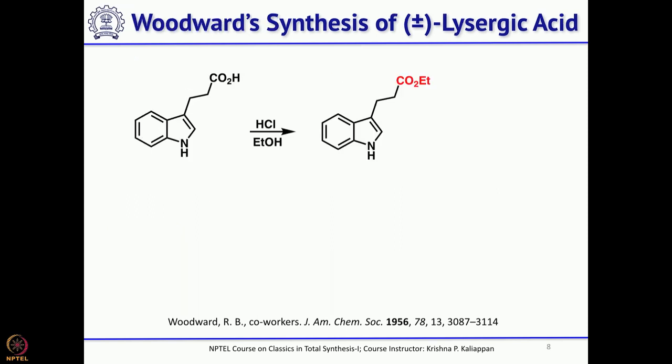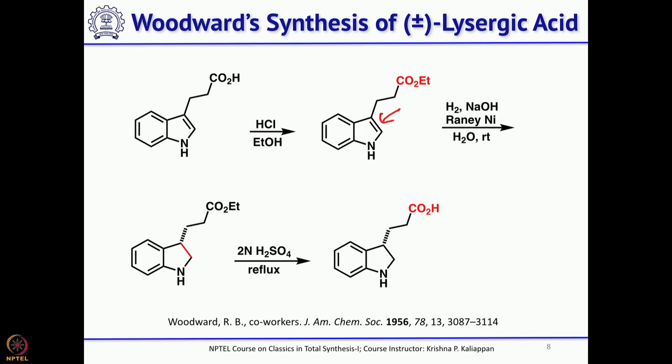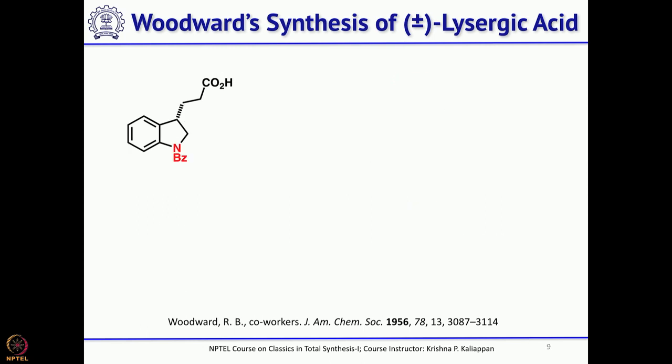He started with indole 3-propionic acid. The first step was esterification with ethanol and HCl, which gave the ethyl ester. Then this double bond was reduced under catalytic hydrogenation conditions. Then the ester was hydrolyzed to get the corresponding carboxylic acid. Okay, so the acid, then the NH was protected as benzoate.